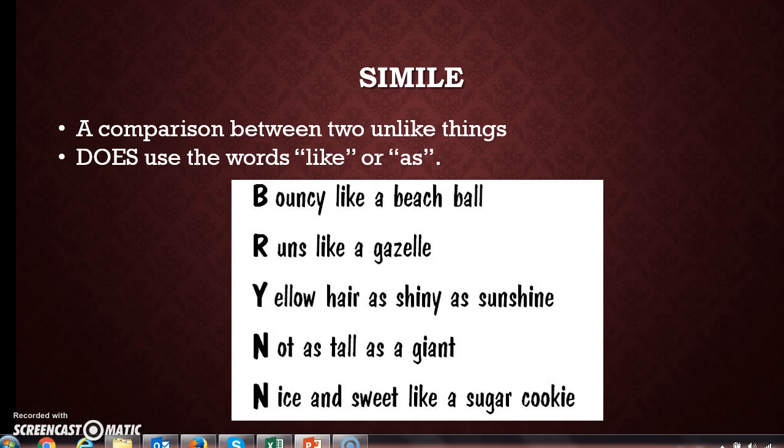Simile is another tool that poets like to use. A simile is a comparison between two unlike things. And when using a simile, you do use the words like or as. For example, runs like a gazelle or not as tall as a giant.